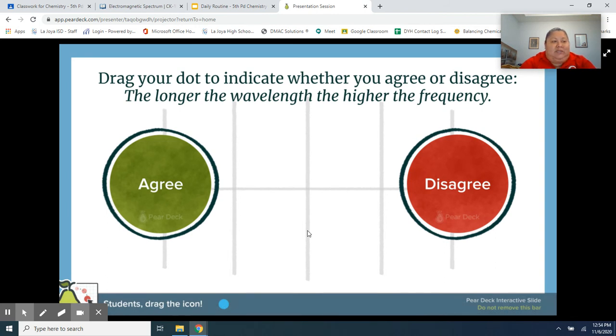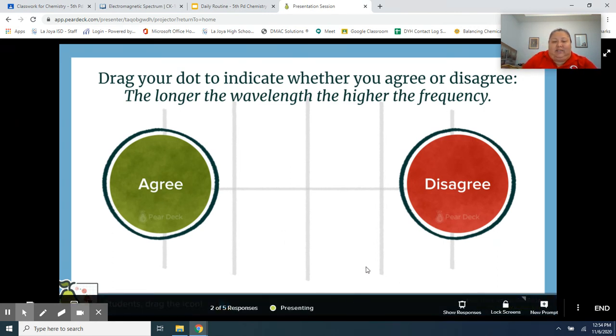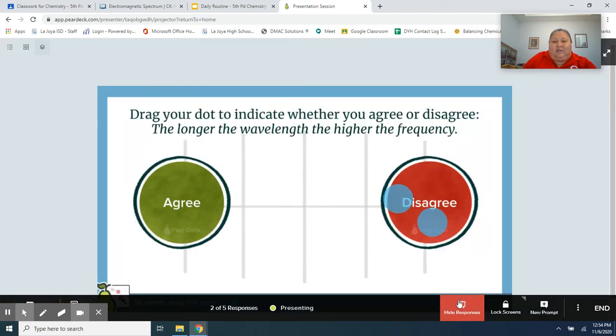You agree. Melissa says she's agreeing. So she says that long waves give a high frequency. Anybody else have a different answer for that? All right, let's see what they said online in the Pear Deck. Yeah, Alexia says that she disagrees, and two other people say they disagree. Be careful, Melissa.